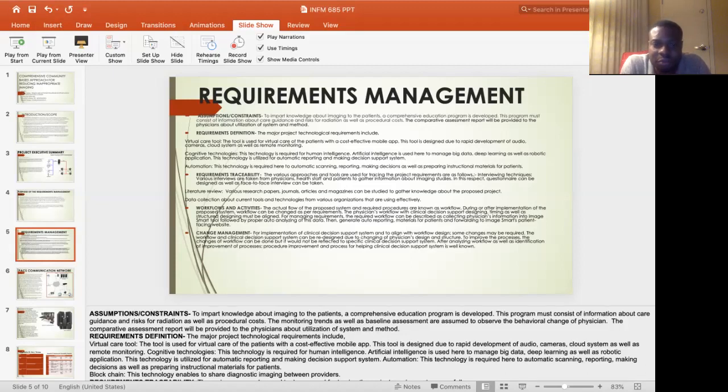Change management for implementation of the clinical decision support and to align workflow. I feel like the workflow and clinical decision support can be redesigned due to changing of the physician's design and structure to improve the processes and the changes of the workflow which can be done. And after analyzing the workflow, as well as identifying the improvement of the process and the process of helping the clinical decision support system, which is well known.